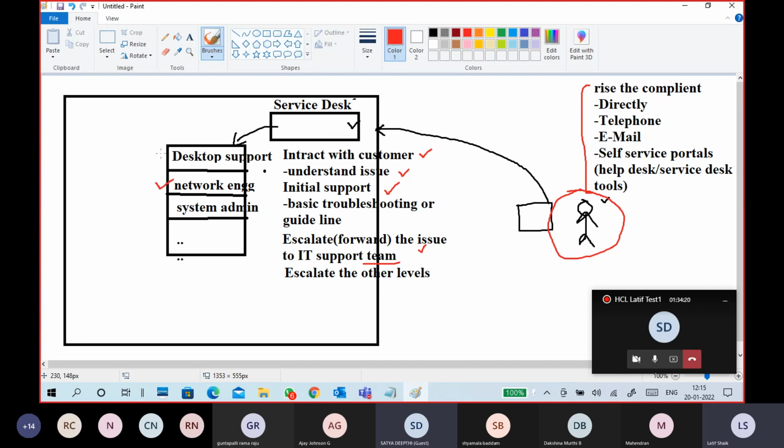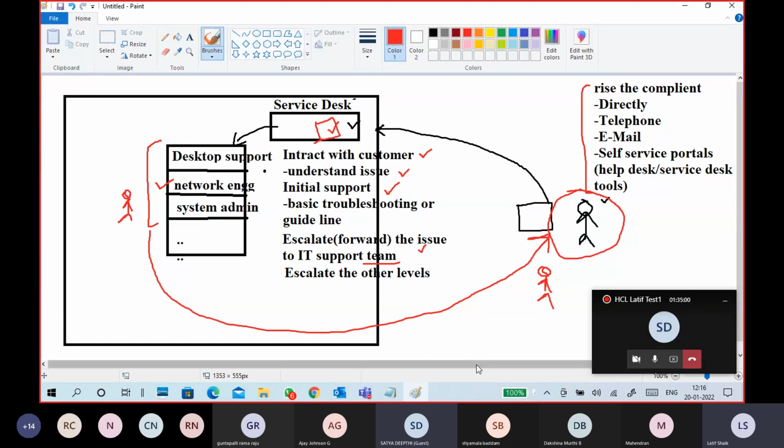Whenever the team gets the issue, they will try to solve the problem from their end. Sometimes issues cannot be solved remotely. So what will they do? They send a person to the customer premises and make sure that the problem is rectified. Once the problem is solved, report to the service desk. The problem is completed, this is the solution, we made it. What solution you did, you also have to inform.